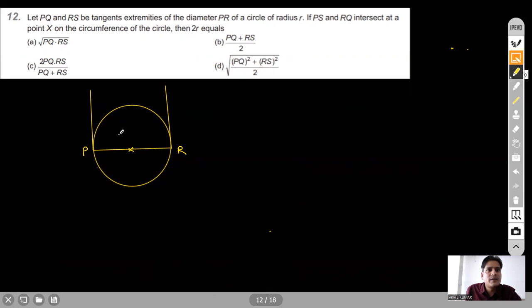Now let PQ and RS be the tangents at the extremities. So this is PQ, this is RS, of diameter PR of the circle. Now if PS and RQ intersect at some point X on the circumference of the circle, then the value of 2R equals. So we have to make that intersection point also. It's not meeting, so it's better that I draw it manually.